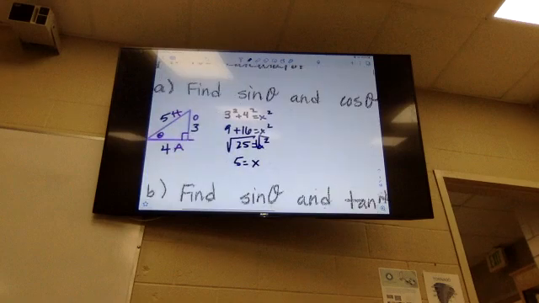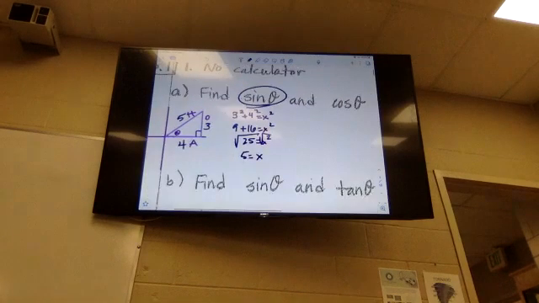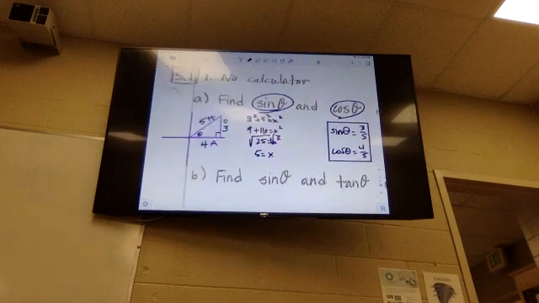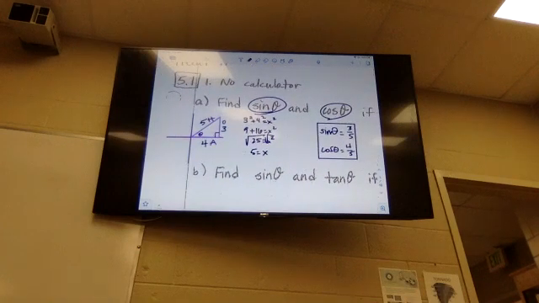Okay, and all I want to do now is find sine and find cosine. So what's sine of theta? 3/5. What about cosine? 4/5. So 3/5, 4/5. All right, how are we doing with that? Pretty good, right? Not too different, not too bad.